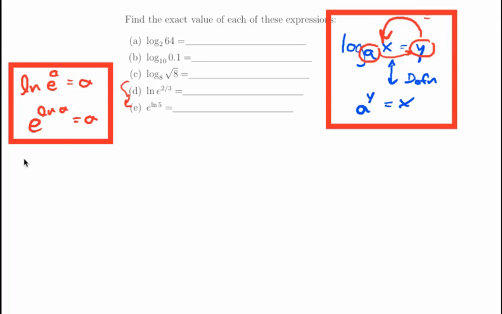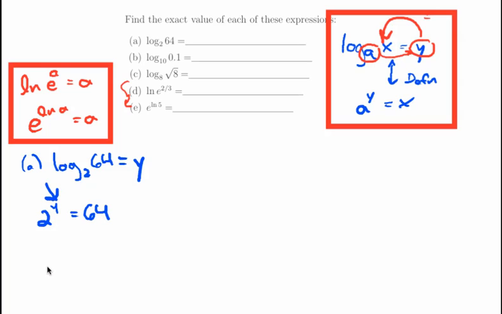Now let's proceed to use these in the first part of the problem. I'm going to label this A. We're supposed to find the exact value of the log base 2 of 64. Now what does that even mean? Well, let's call it y. I don't know what that is, but whatever it is, it means that 2 to the y power equals 64. So I'm looking for a number y such that 2 to the y power is 64.